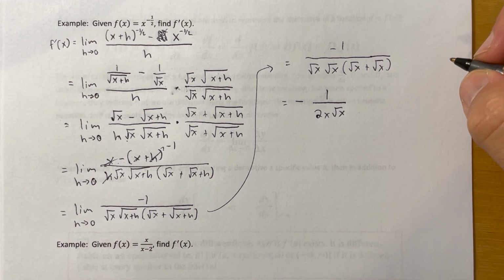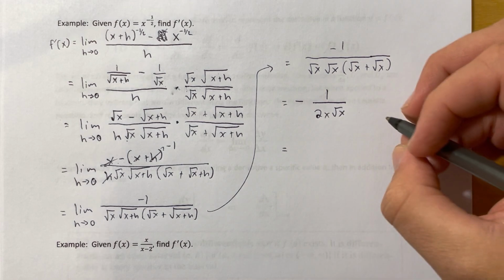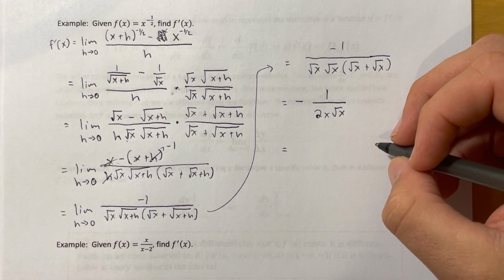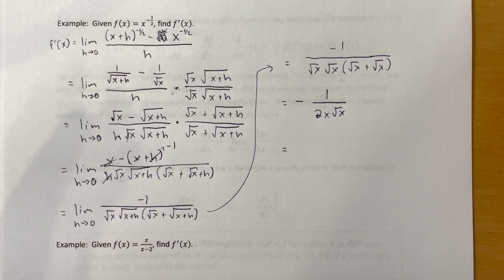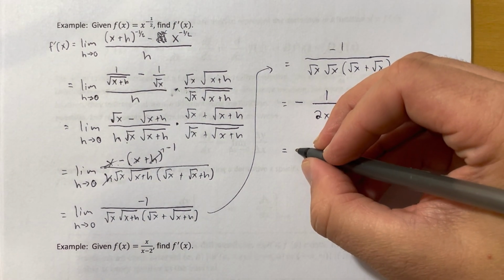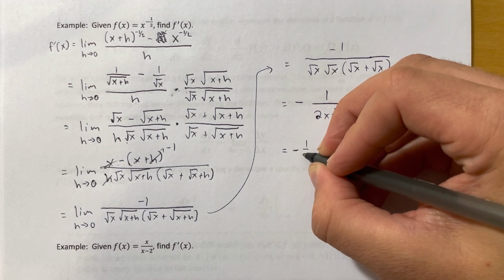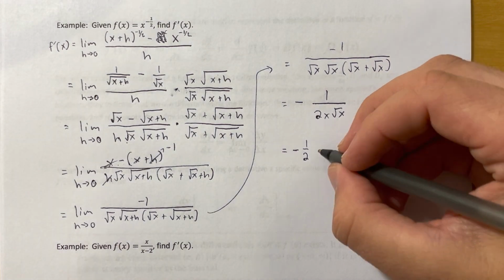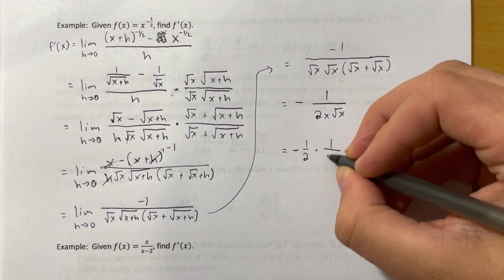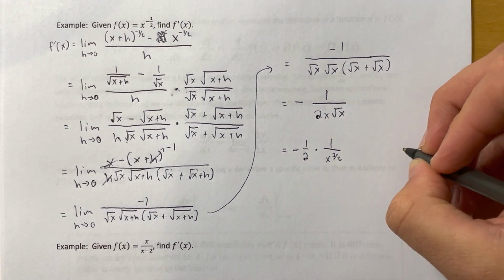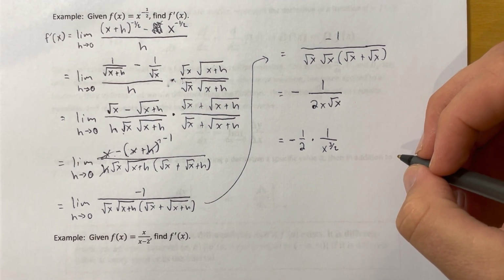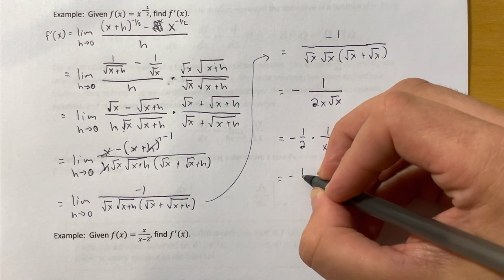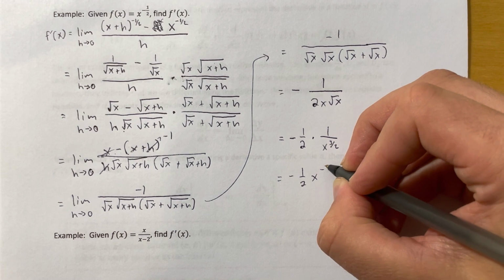Now, I can leave my answer this way if I want to, but since I started with rational exponents before, I'm going to see if I can get things back into the form of rational exponents. This is the same thing as negative 1/2 times, and x times root x is the same thing as x to the 3/2 power. Again, you need to be comfortable with rational exponents in this class. Hopefully you can see where I got that from. But this thing here is actually the same thing as x to the negative 3/2 power.